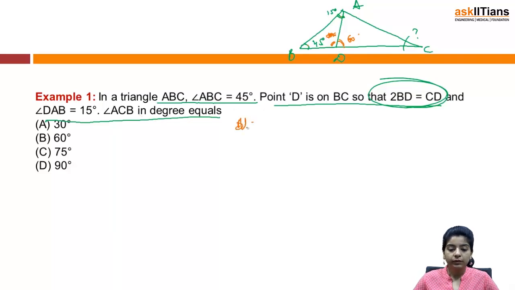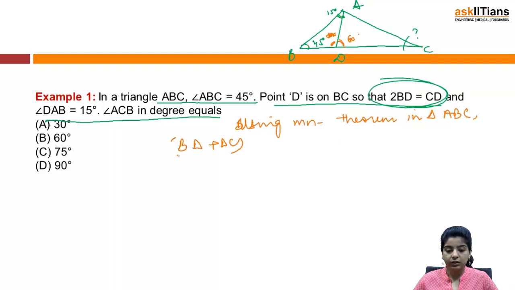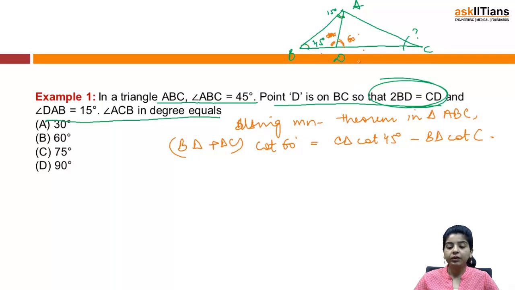We know using the m-n theorem, right, we will be using the m-n theorem in triangle ABC: (BD + DC) cot 60 would be equal to CD cot 45 minus BD cot C. This plus this, (BD + DC) cot 60 is equal to CD cot 45, right, minus BD cot C. This is the m-n theorem.